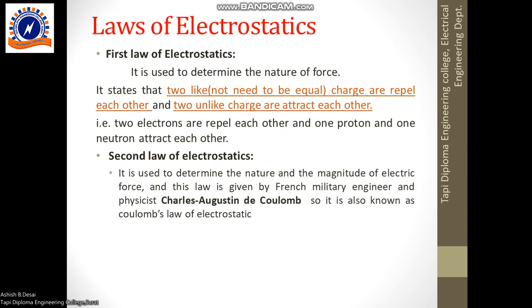Now the question is, what about the magnitude of force? To find the magnitude of force, there is a second law of electrostatics. The second law of electrostatics is used to determine the nature and magnitude of electric force. This law was given by the French military engineer and physicist Charles Augustin de Coulomb, so it is also known as Coulomb's law of electrostatics. In the next lecture, we will learn about Coulomb's law.